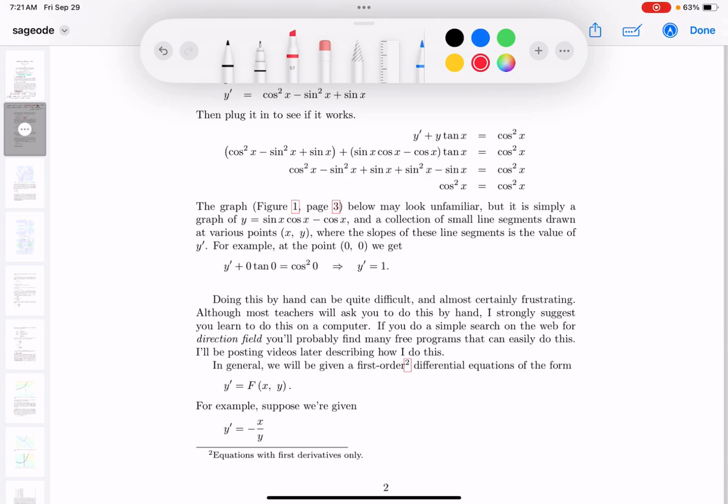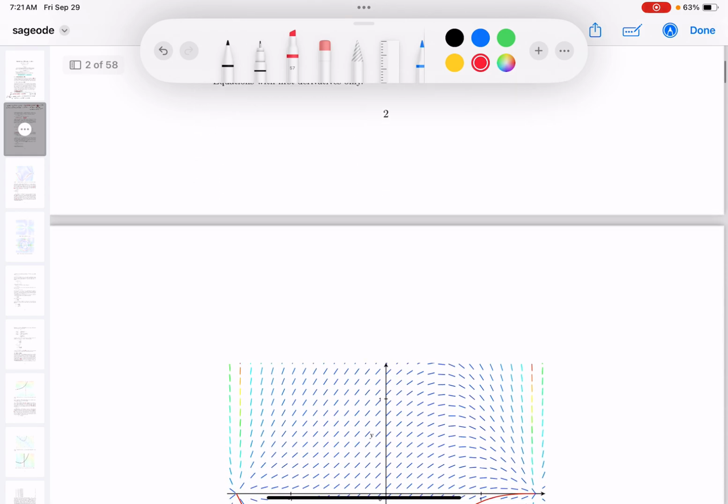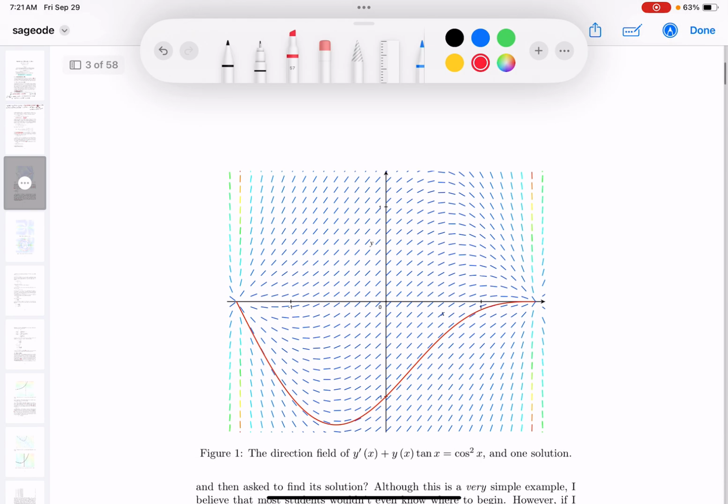Again, as you're reading a document, it says there's a graph over here, and there's a graph for a reason. I want you to look at it. It may look unfamiliar to you, but it's simply a graph of this over here. So let's take a look at it and see if we can recognize that. And there might be things about this that you don't recognize.